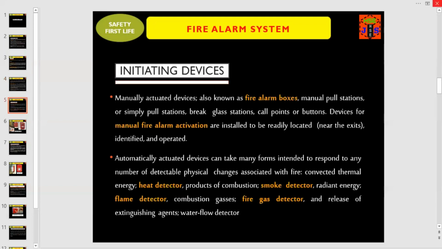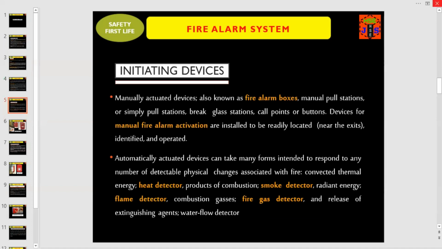Initiating devices, manually actuated devices, are also known as fire alarm boxes, manual pull stations, or simply pull stations, break glass stations, call points, or buttons. Devices for manual fire alarm activation are installed to be readily located near the exits, identified and operated, while the automatically actuated devices can take many forms intended to respond to any number of detectable physical changes associated with fire.